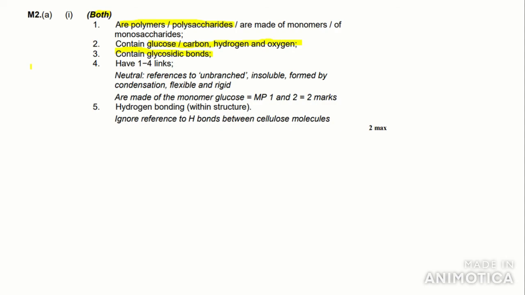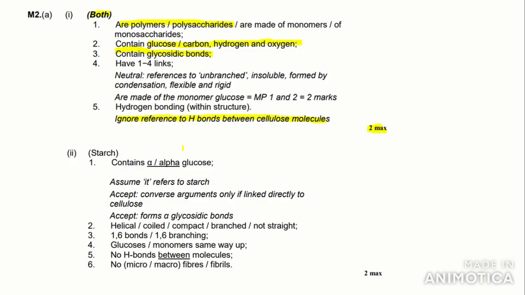And also, starch, I forgot to mention, has hydrogen bonding within the structure. However, cellulose also has hydrogen bonding within separate molecules. But they actually ignore that, so you don't get the mark if you write that. And also remember, it's 2 marks maximum, so you don't get extra marks if you write more than 2 of these.